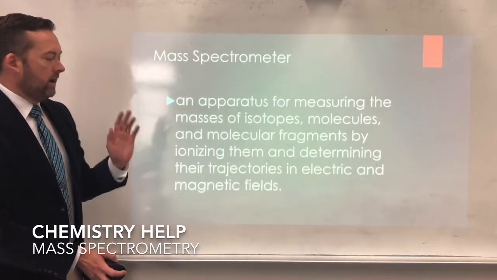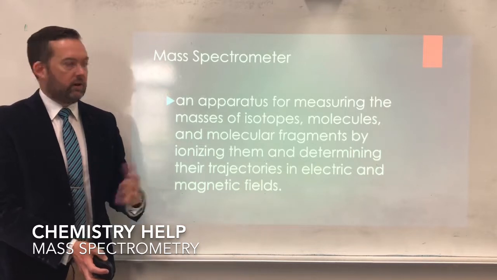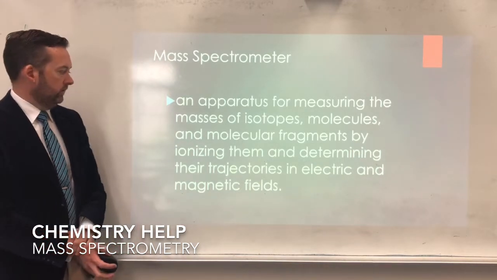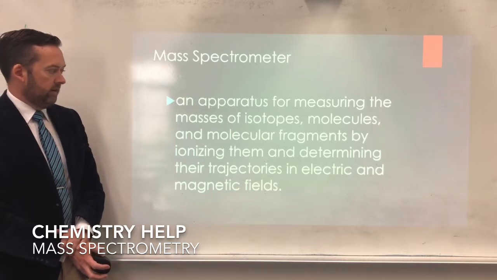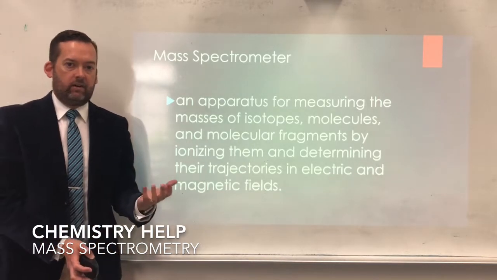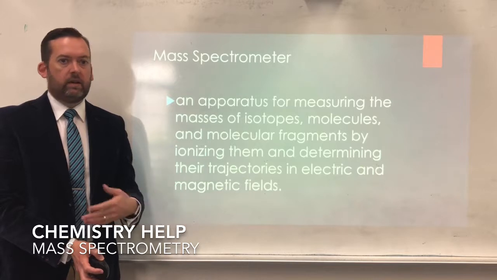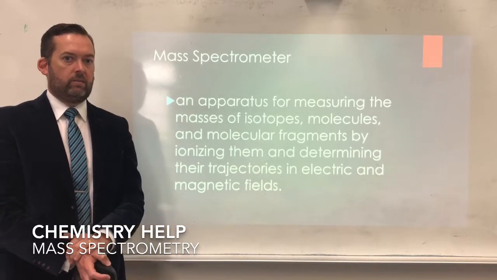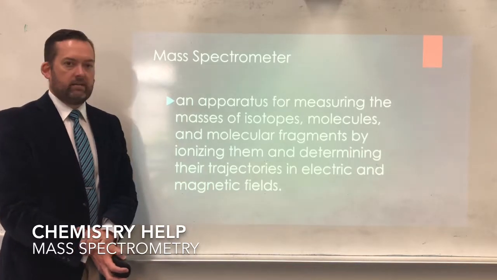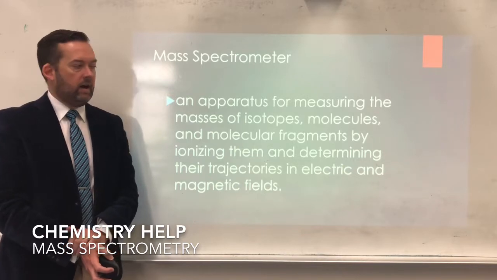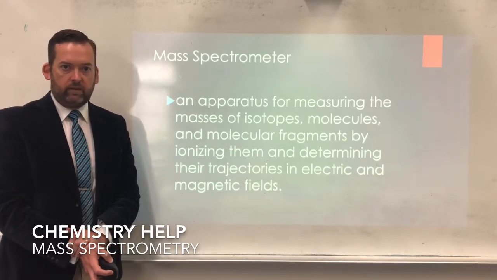What is it though? A mass spectrometer, and there are lots of different types, is an apparatus for measuring the masses of isotopes, molecules, and molecular fragments by ionizing them and determining their trajectories in an electric and magnetic field. So it's a testing device. We can pick up elements, we can pick up molecules. You watch CSI TV shows, they use mass spectrometers all the time to prove who committed the crime, things like that. We use it for testing. It's a wonderful machine. It tells us a lot. How it works? Well, we're going to go through that now.